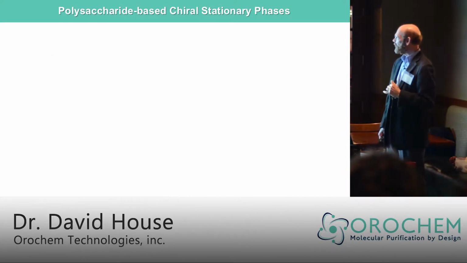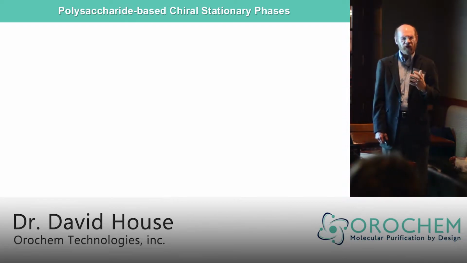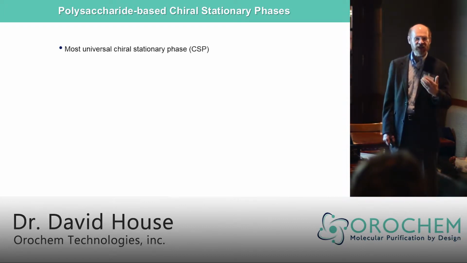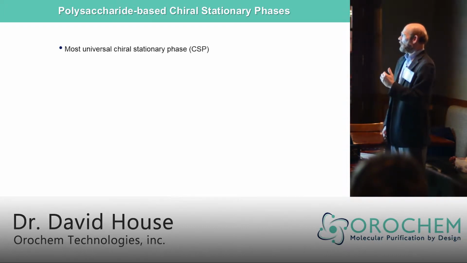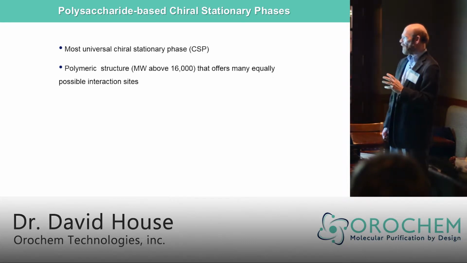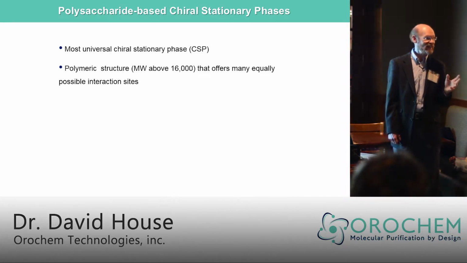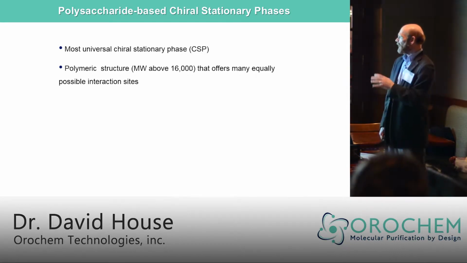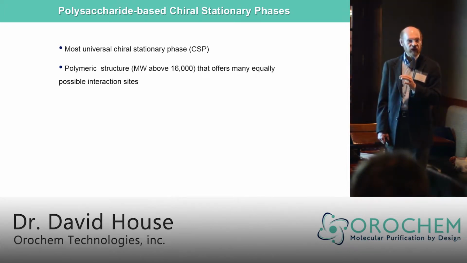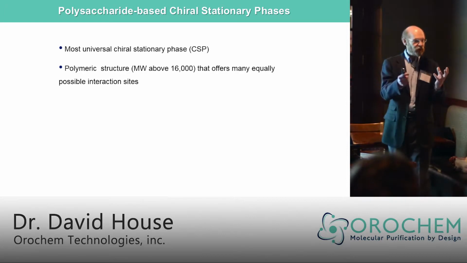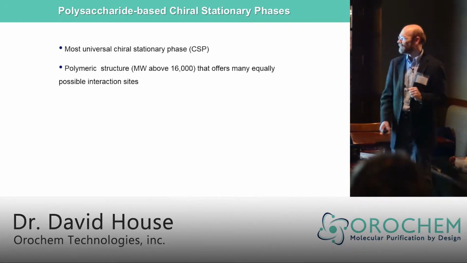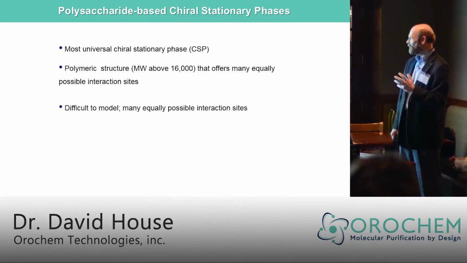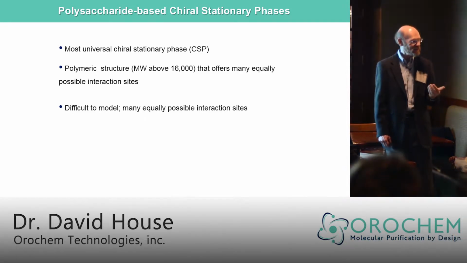Now, polysaccharide-based chiral stationary phases. These are among the most universal of all the chiral stationary phases out there. That's why we've selected these to work with. One of the reasons it's so universal is that it has a polymeric structure with a molecular weight of over 16,000. And that offers many possible interaction sites. It's physically coated or covalently bound to, say, a silica gel particle to form a matrix that has depth to it. It's not a monolayer.